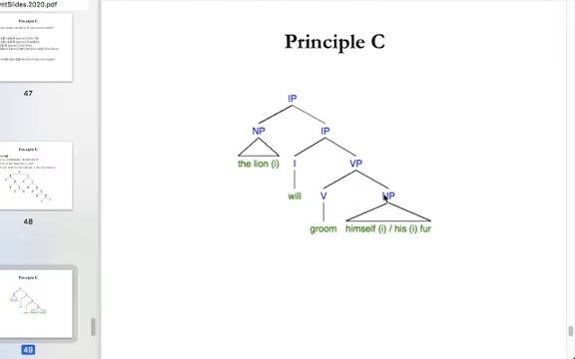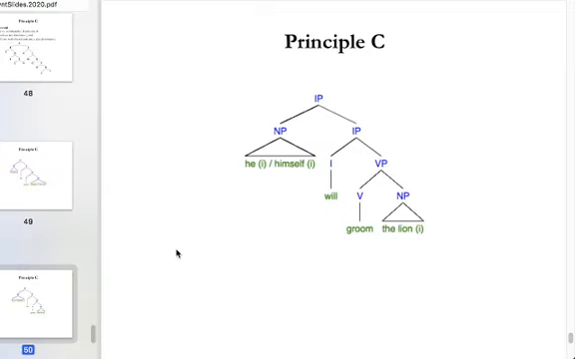So this is the condition on when R-expressions and pronouns are allowed to co-refer, as long as the R-expression is not C-commanded by the pronominal element, right? So that works for these simple examples. Here's why you can't get co-reference in he will groom the lion. And it's not even grammatical to say himself will groom the lion. So it's not a problem with agreement or something like that. It really is a property of how the words are ordered or structured in the sentence.